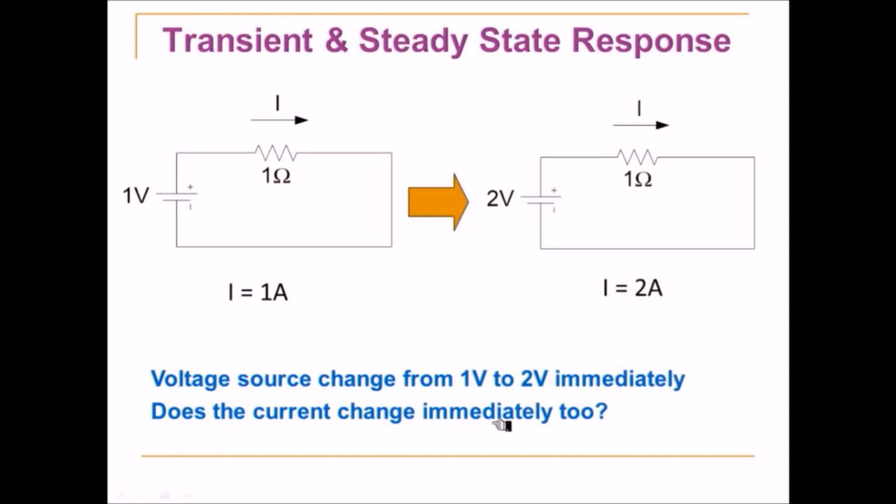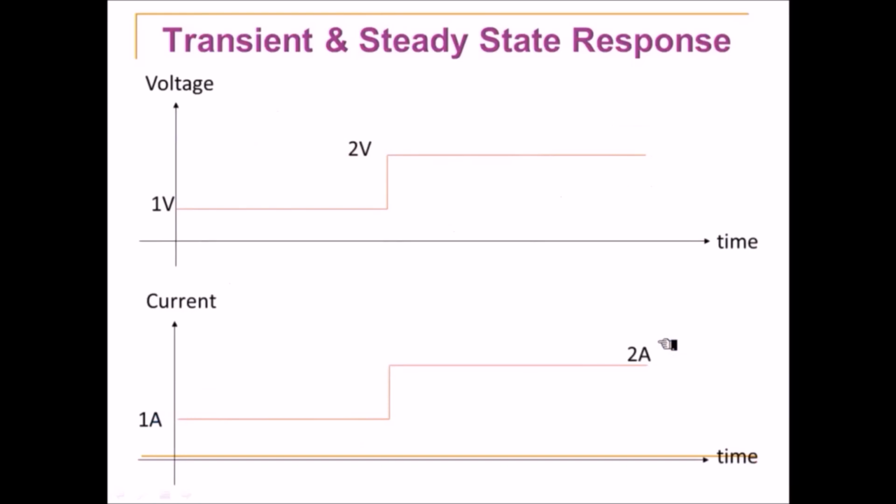The voltage source changes from 1 volt to 2 volt immediately. Does the current change immediately too? Yes. Look at the waveform here. Voltage is changing from 1 volt to 2 volt and current is changing from 1 ampere to 2 ampere. So you are seeing that instantaneously the current also follows the voltage.